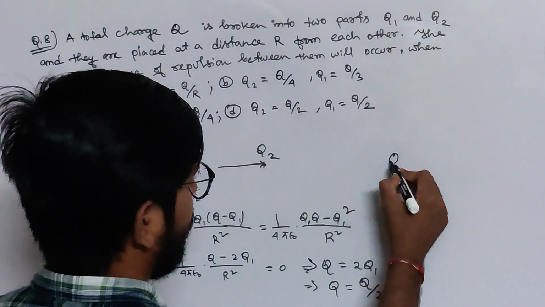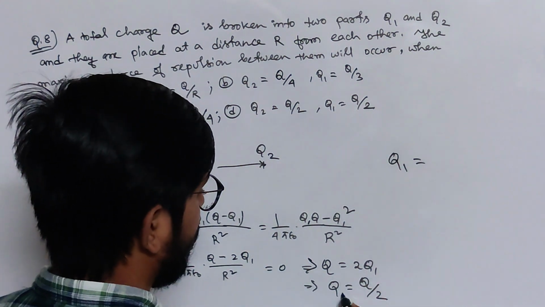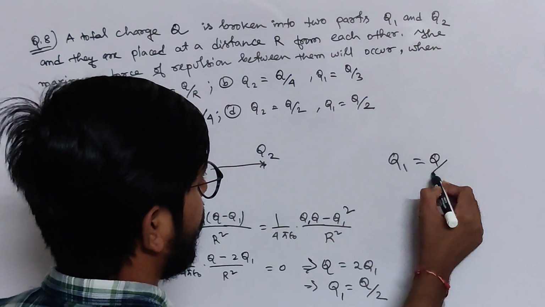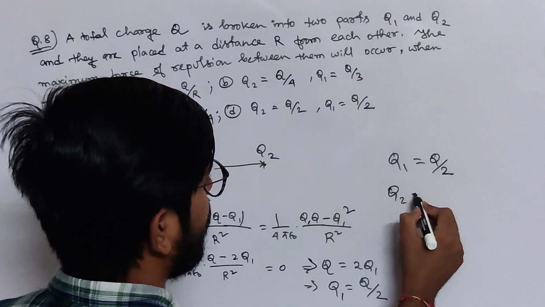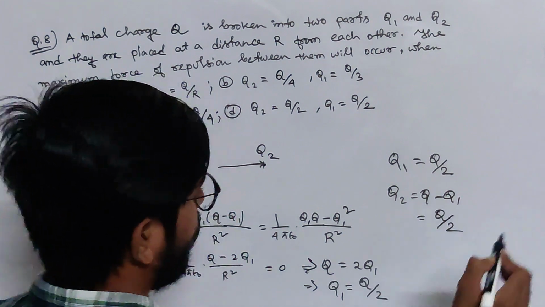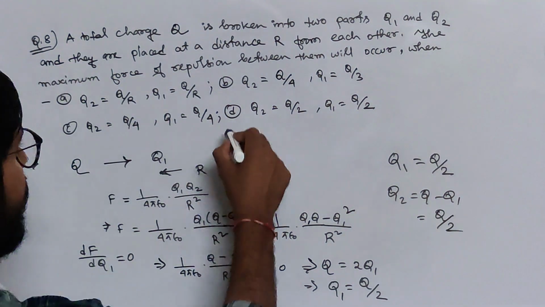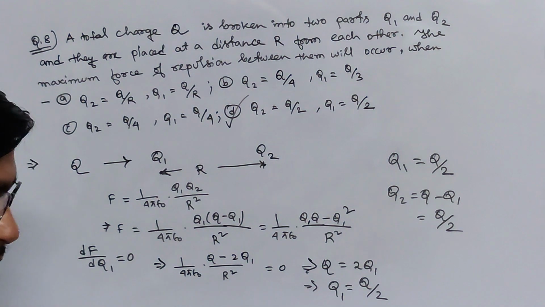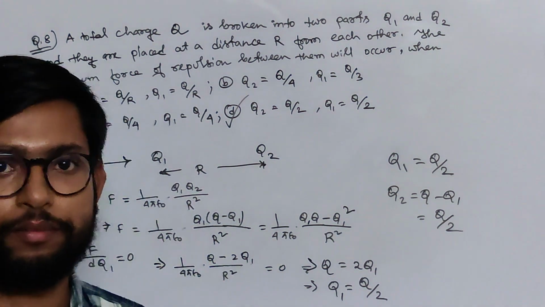So if q1 equal to q by 2, then of course q2 equal to q minus q1 will also be q by 2. Okay, so which option is correct? The correct option is option D. Okay, let's move to the next question.